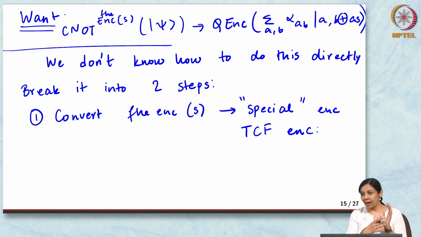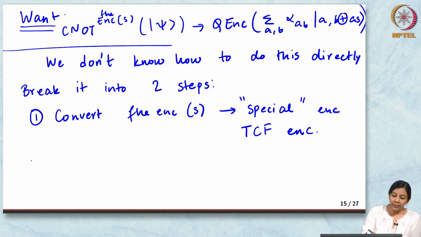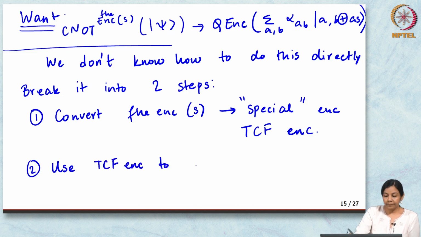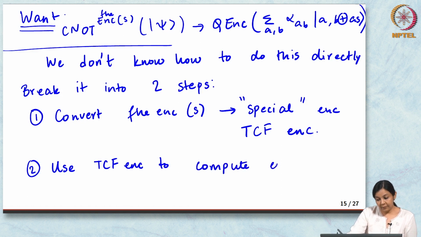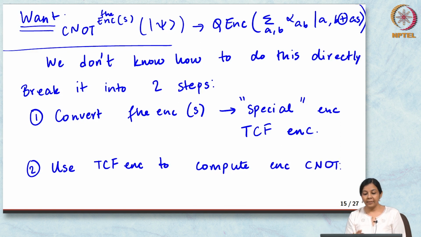Obviously, we started with these trapdoor claw free function pairs. So, we want to use that somewhere and this is where it comes in. So, I am going to convert my FHE encryption into this TCF encryption, and then of course, I will use TCF encryption to do the above, to compute this encrypted C naught. These are my two steps. Are there any questions?